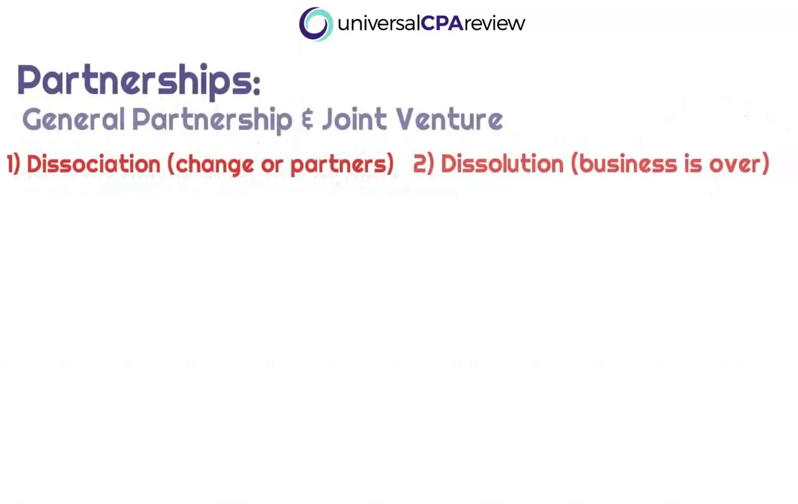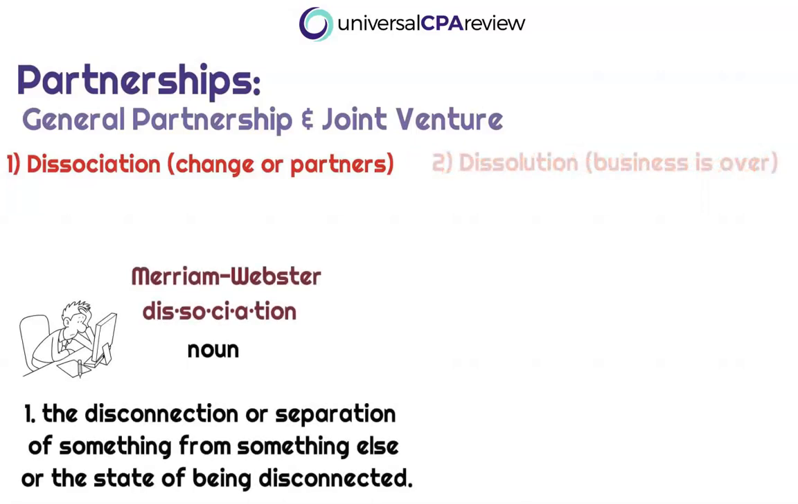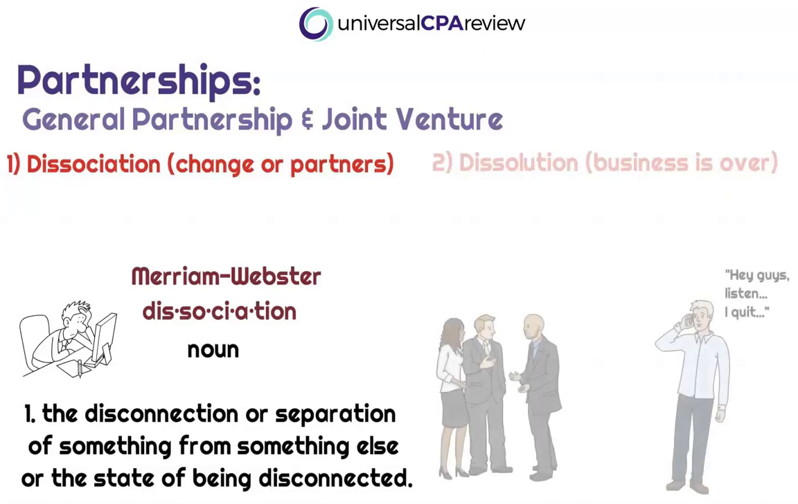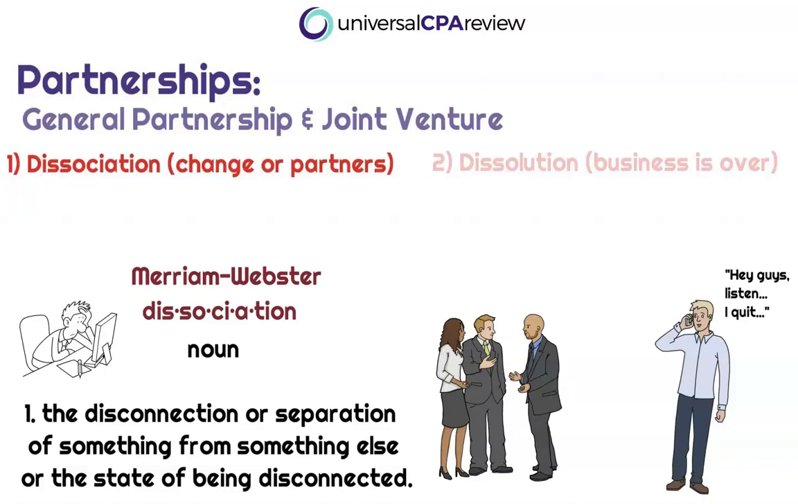Now digging into partnerships, and there's a little bit more detail here yet again. Some terms that you might hear when it comes to termination are dissolution and dissociation. What's the difference between the two? Let's define them. Dissociation is the disconnection or separation of something from something else, or the state of being disconnected. Tying that back to the materials, this occurs when one partner ceases to be involved in the business. They are disassociating themselves from the entity.